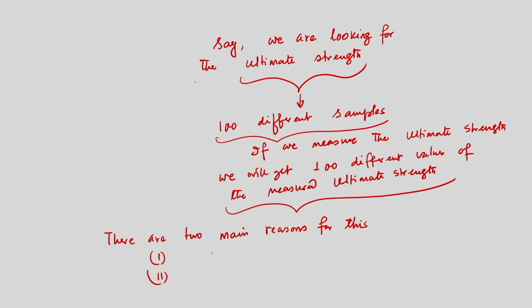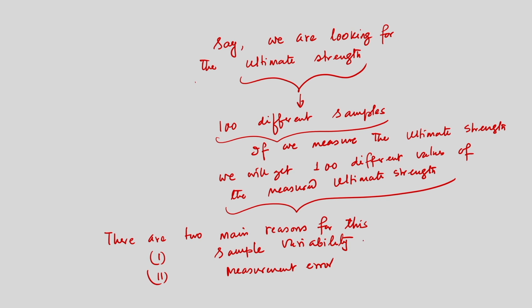What are those? Number one is sample variability, which is very important because I will discuss this issue, and number two is the measurement error. So, there are two different reasons for which we will get different values. One is the sample variability, the other is the measurement error. Measurement error will be there because we cannot eliminate it, but the other important reason is the sample variability.